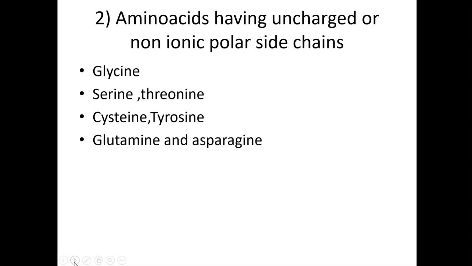Cysteine contains a sulfhydryl group, SH group. Tyrosine contains a phenol group. Glutamine and asparagine, these two amino acids contain an amide group. So these 7 amino acids, glycine, serine, threonine, cysteine, tyrosine, glutamine and asparagine, are known as amino acids having uncharged or non-ionic polar side chain.